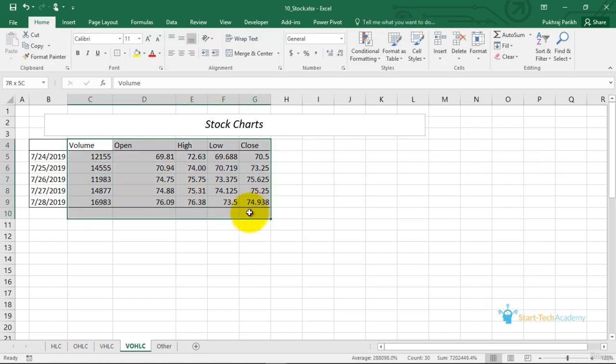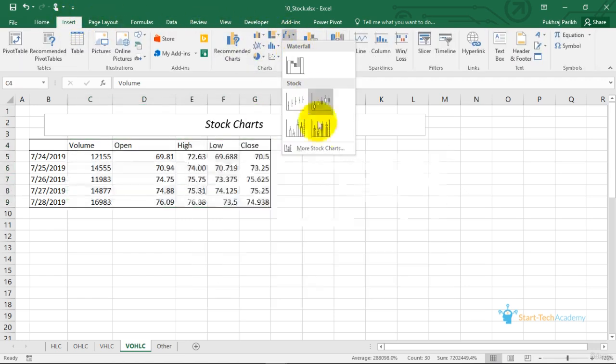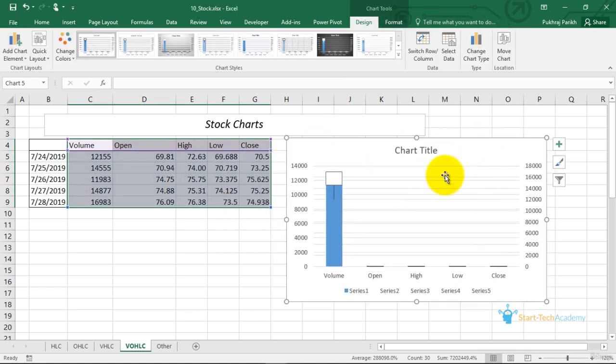You will select the whole table, go to stock charts and select the fourth option. You can see this is not in the format that we want it to be. The issue is that we have 5 rows, which confuses Excel as to whether the volume, open, high, low and close values are given horizontally or vertically. So Excel by default thought that instead of volume going vertically down, it is going horizontally across.